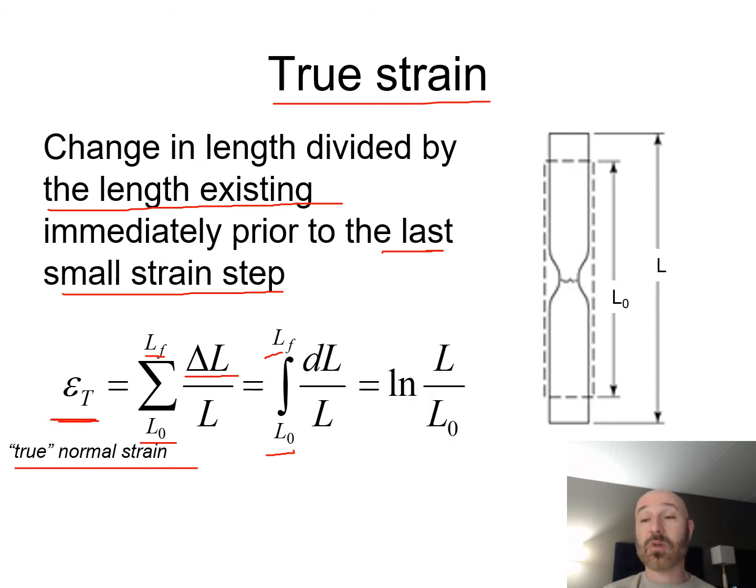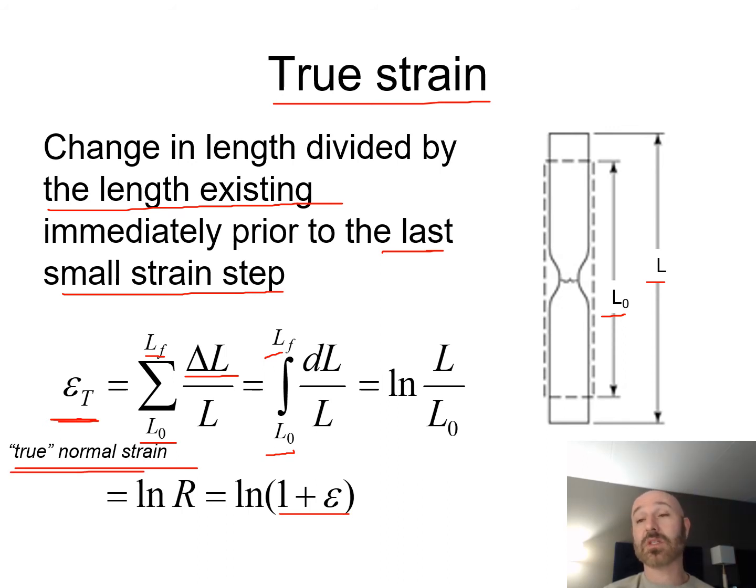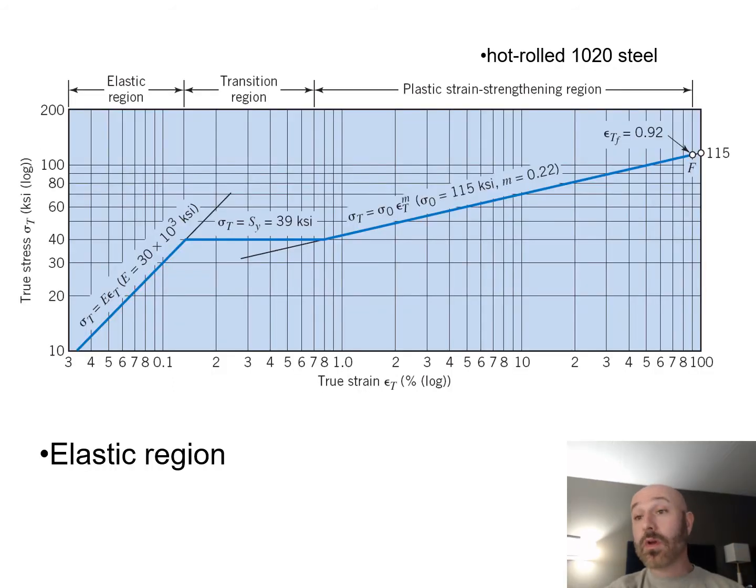So we do out our integral, do out some calculus. What is the integral of dL over L? Well, this is equal to the natural log of L over L naught, which is our final length over our initial length. L over L naught is going to be our R, where our R value is 1 plus epsilon. So this is equal to the natural log of 1 plus our strain. So our true strain, or our normal true strain, is equal to the natural log of 1 plus epsilon.